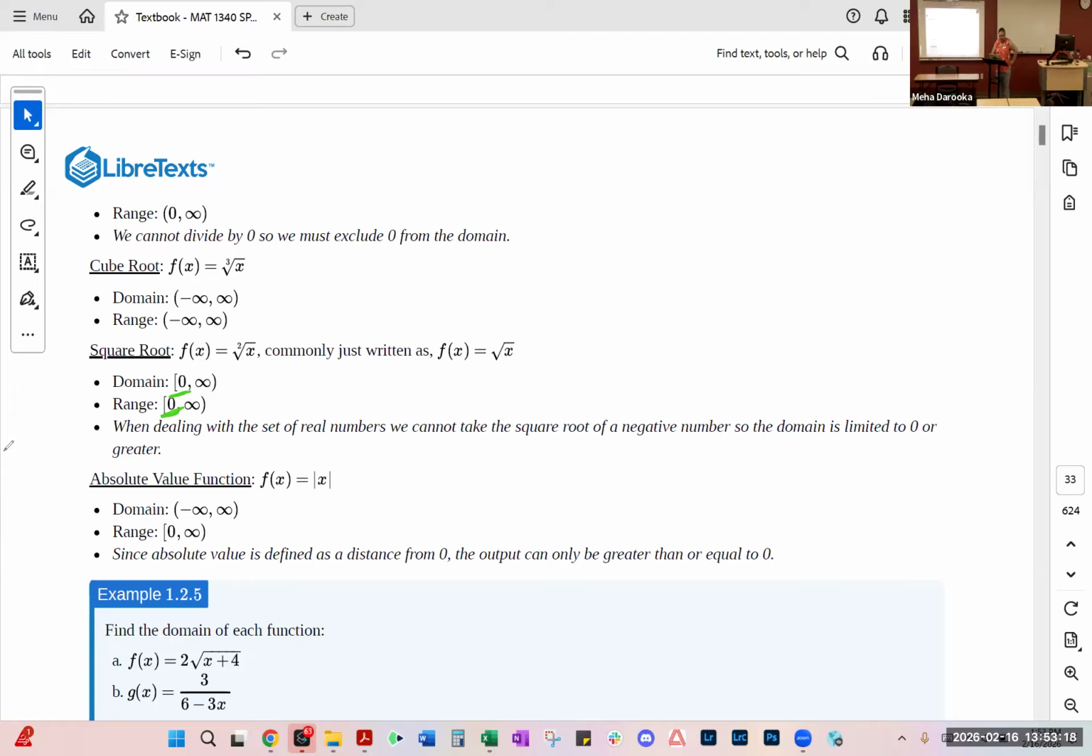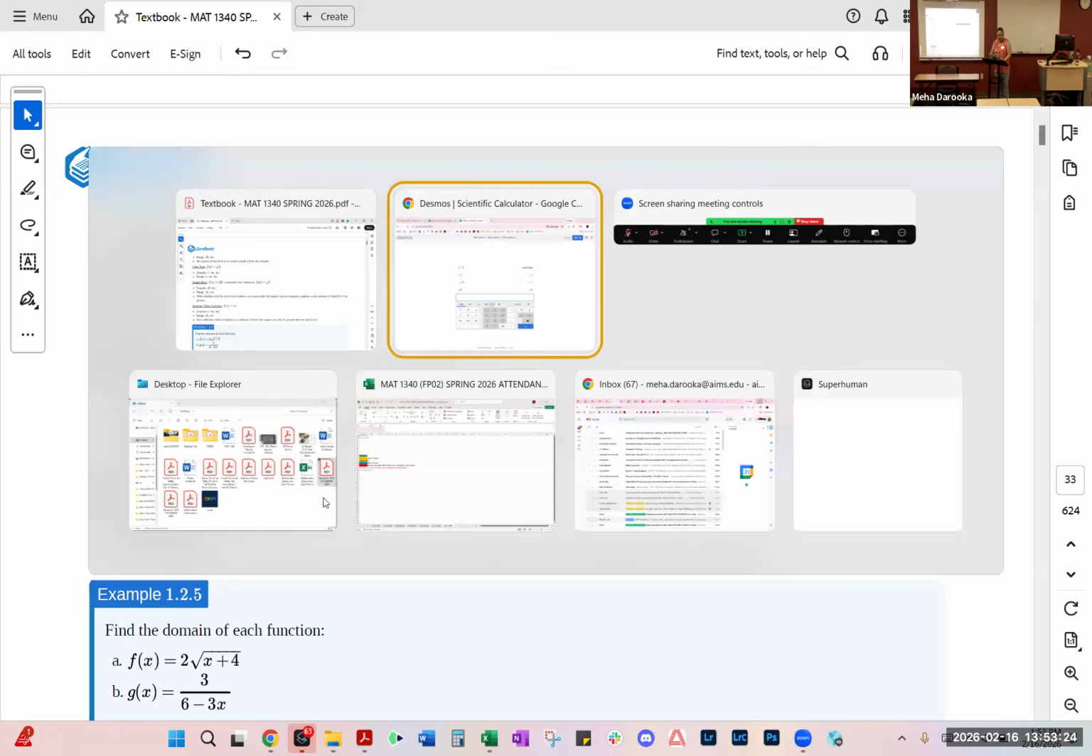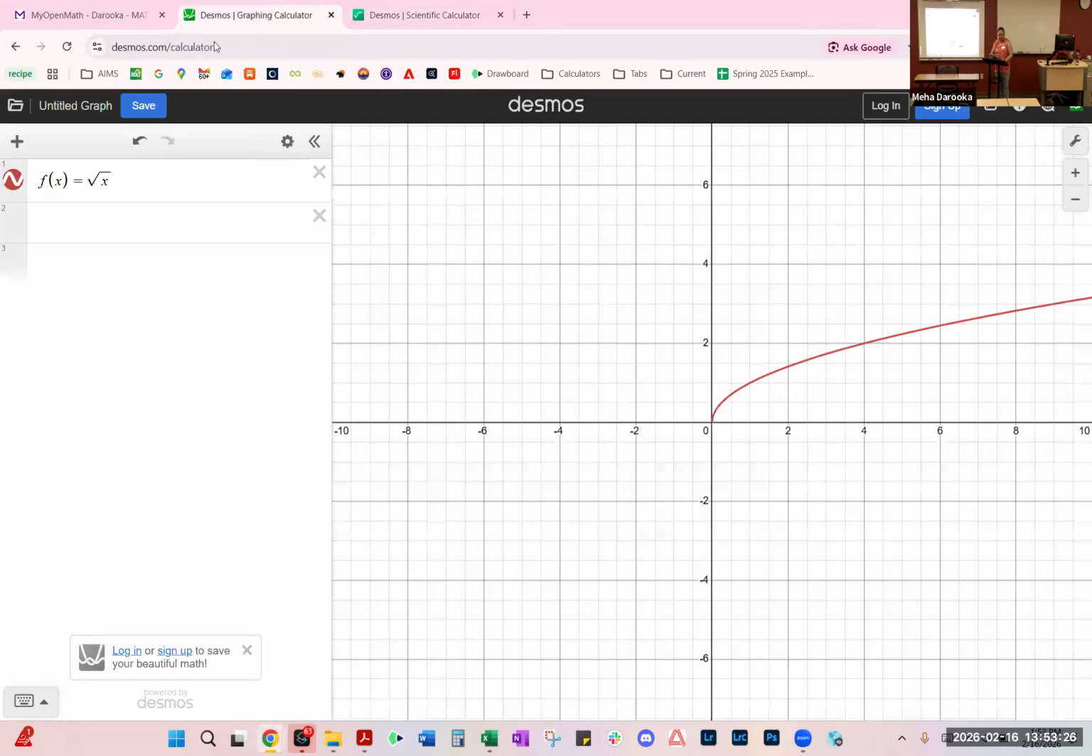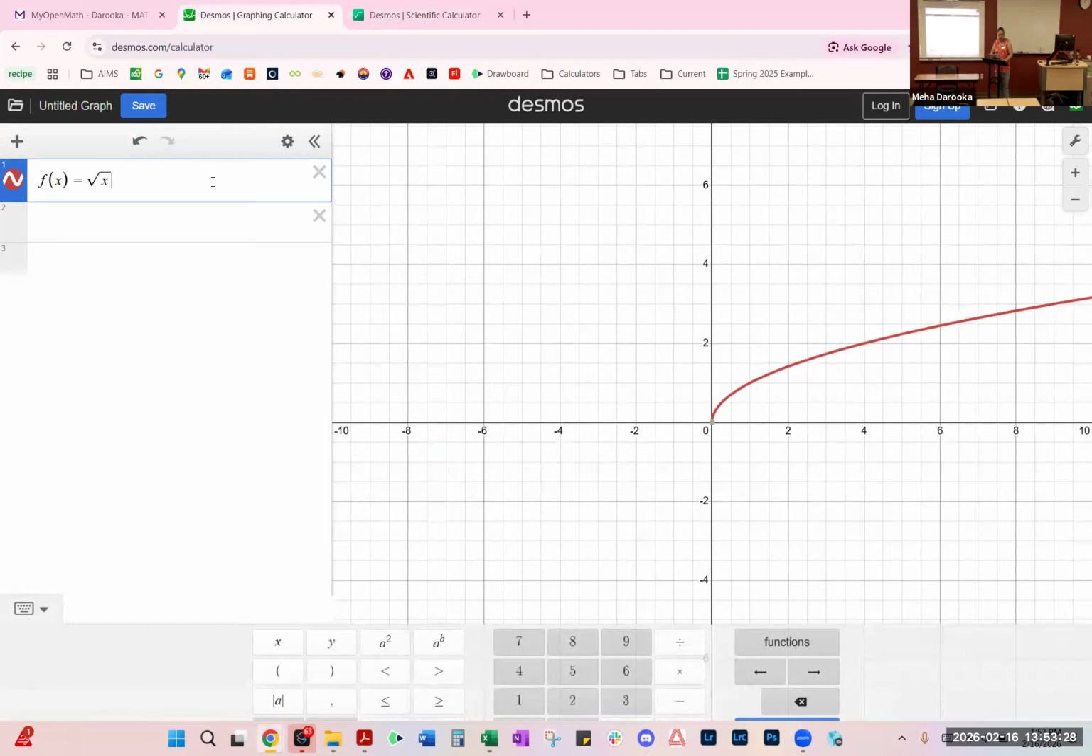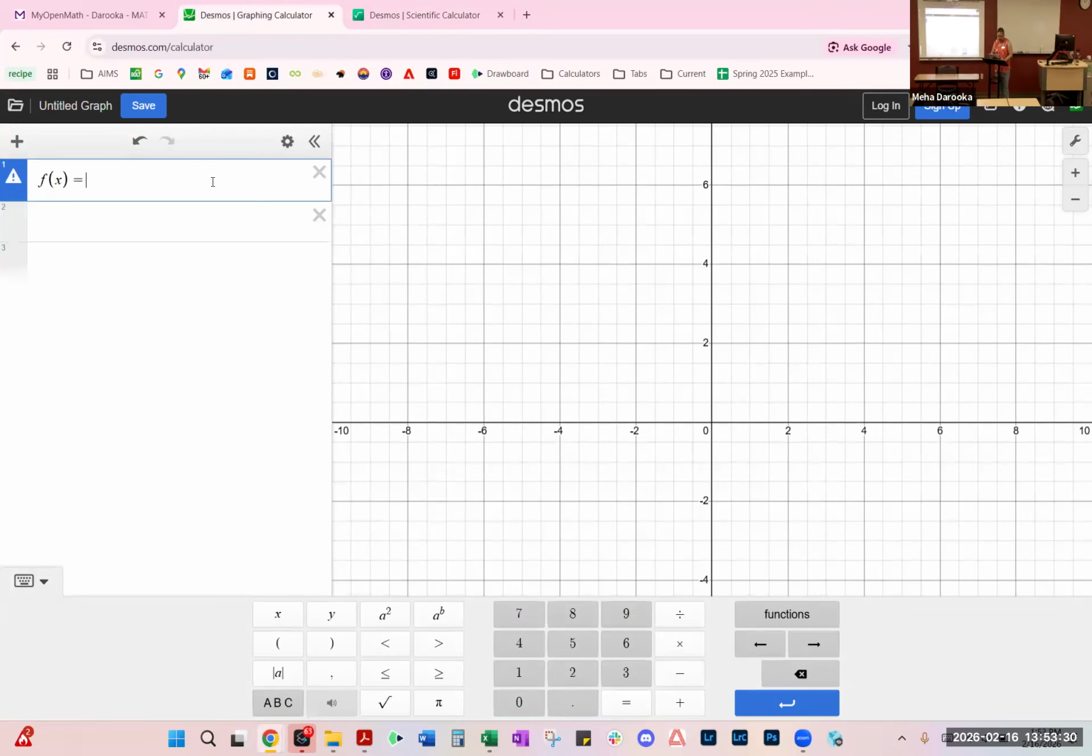So that's your square root function. And then your absolute value function is going to be, so you can just use ABS for the absolute value, and you can see the shape of this. So obviously you should again notice there are no negative y values here. You are using all the positive and all the negative x values here.